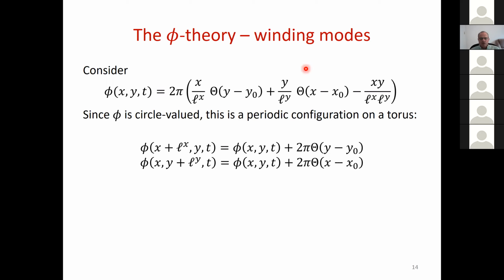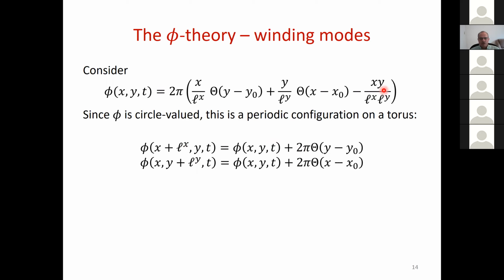And if I just look at this thing, everything, both x and y and x0 and y0 are in the fundamental domain of the torus, between 0 and Lx and Ly. And you can check that this phi is a periodic configuration on the torus. More precisely, phi is not periodic, but e to the i phi is periodic. Because if we shift x by Lx or y by Ly, the function is shifted by a Heaviside theta function. This theta is the Heaviside theta function.